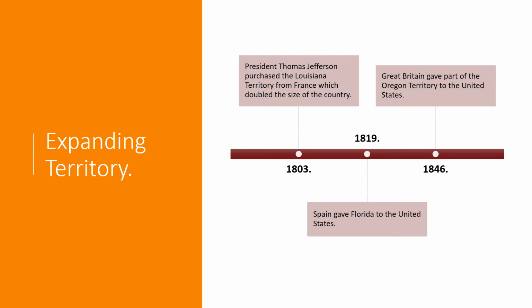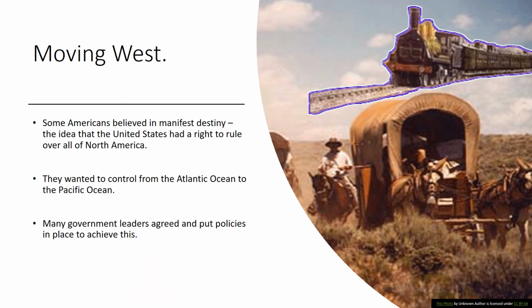Some of the things that happened to expand territory in the United States: in 1803, President Thomas Jefferson purchased the Louisiana territory from France, which doubled the size of the country. In 1819, Spain gave Florida to the United States. And then in 1846, Great Britain gave part of the Oregon Territory to the United States as well.